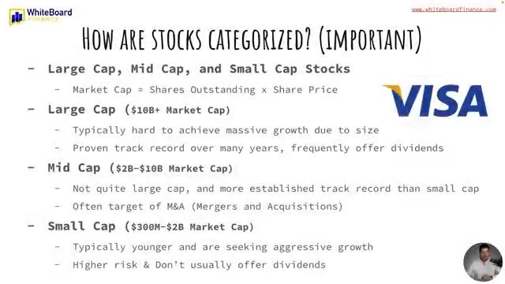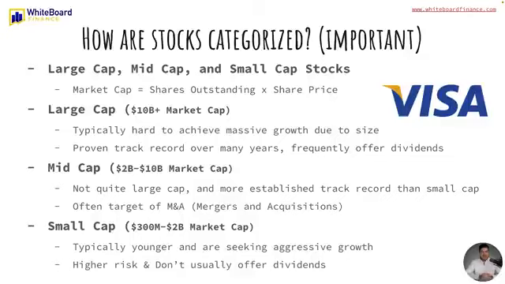So if we go back to the presentation, there are different ways that stocks are categorized. This is important, so please pay attention. We typically have large cap, mid cap, and small cap stocks. The reason for this is that we're going back to that calculation of market cap: shares outstanding times share price, which we went over just a couple minutes ago.